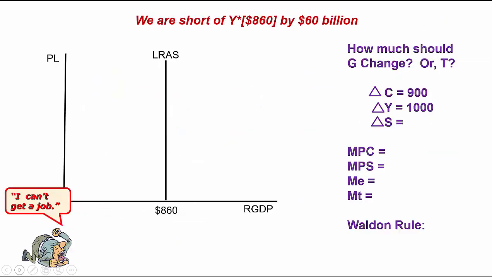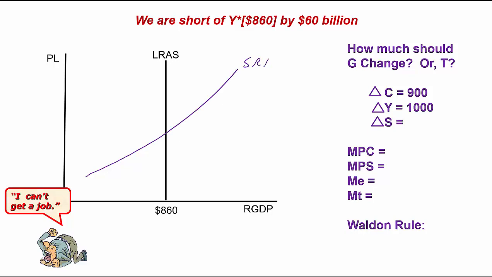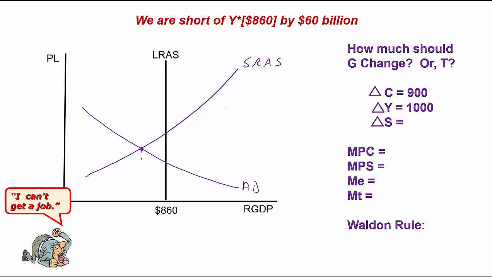So let's pretend that we're in a recession. In order to demonstrate that, I should probably draw my graph. So short-run aggregate supply, here's aggregate demand. I've got my current equilibrium, which is 60 billion short of my full employment level of GDP, so we'll say it's 800. That means the distance between full employment and the current level is 60. That's important. That's the gap. We have a $60 gap that we want to close.